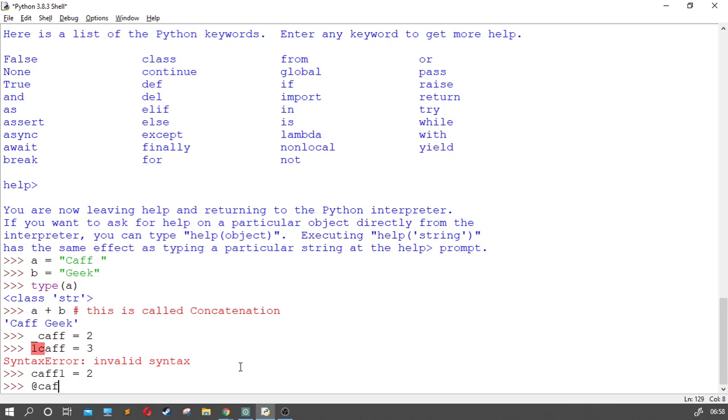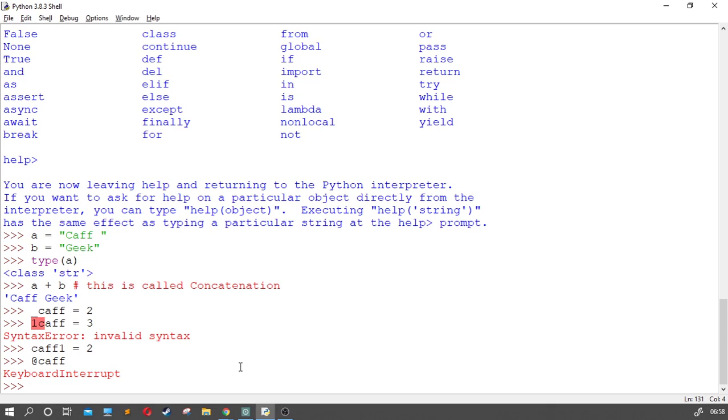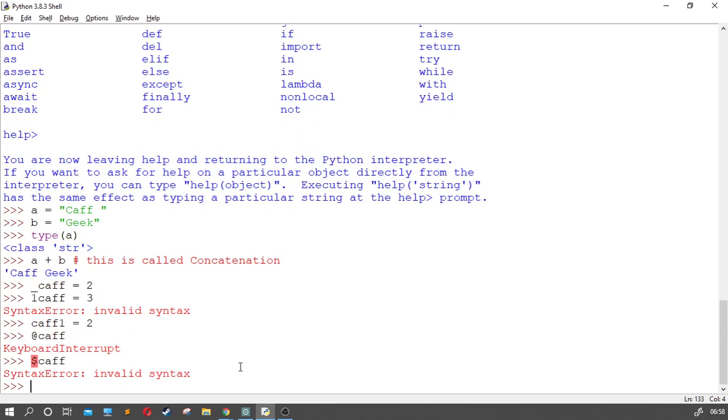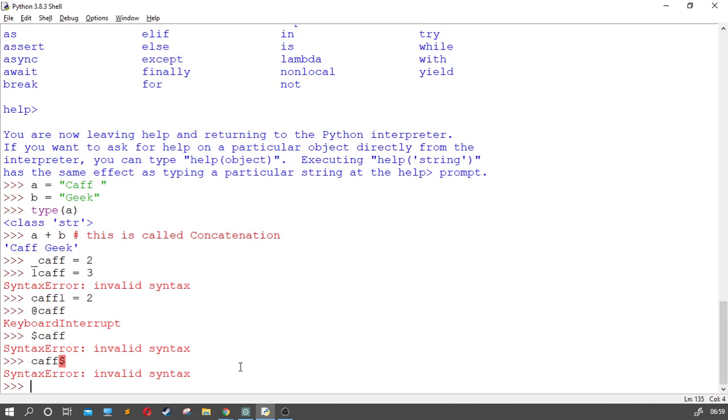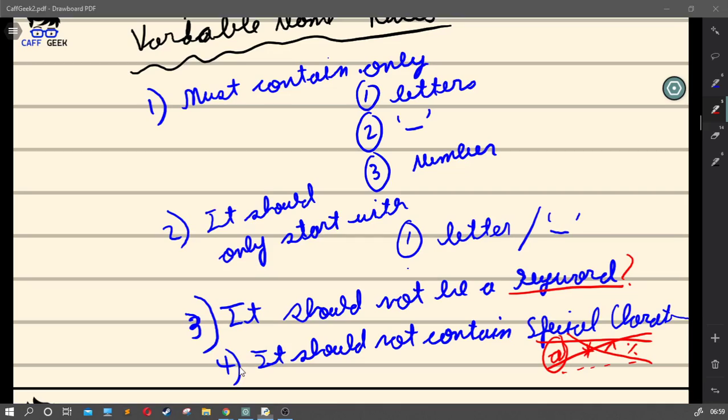Can you use at the rate with calf? No, we can't, because at the rate is a directive which we'll study later on. Let's go with dollar over here. Dollar calf gives a syntax error as well. Can we go with calf dollar? No, that's wrong too. We can't use dollar altogether, it's a special character. Can we go with calf underscore? Yes, we can. Let's go with calf_3. Yes, that's right. So these are variable names which we can use.